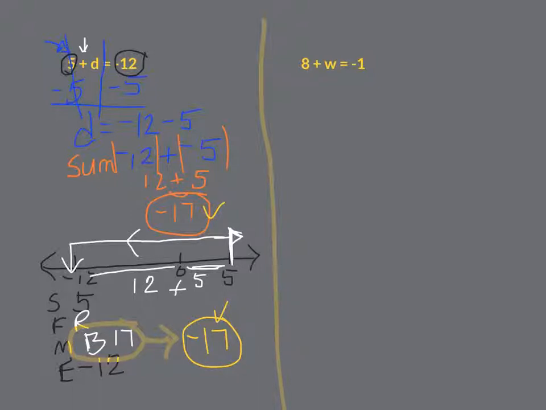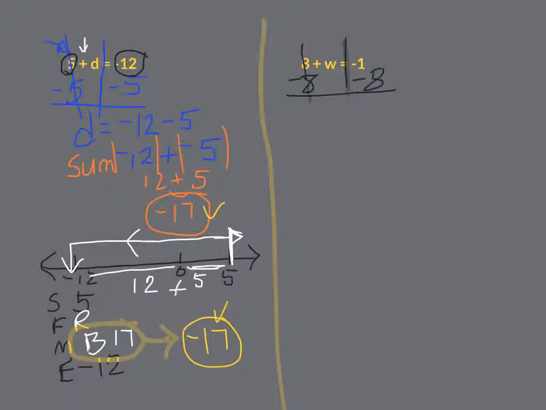So let's look at this next one. I've got 8 plus w equals -1. Let's see what happens here. Okay, so I'm going to use my normal way of doing this. I need to make sure everything's balanced. I want that w to be by itself, so I have to say to myself, what's the opposite of 8? The opposite of 8, of course, is -8. Don't forget, those really mean the same thing.